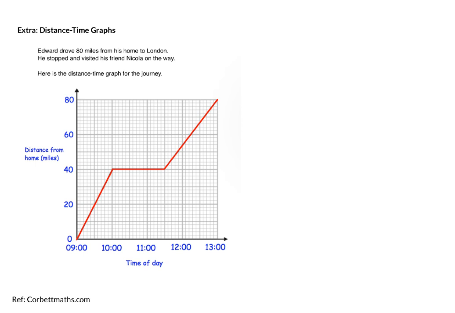Now we have this journey here for a guy called Edward, who drove 80 miles from his home to London. So he's going from home to London. So his home would be here. London would be here, or here I should say. London is here. He stopped to visit his friend Nicola on the way. So he stopped where it is a horizontal line. That's this section here. So here he is stopped.